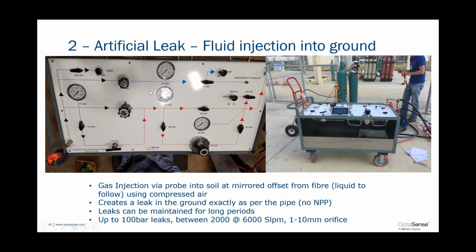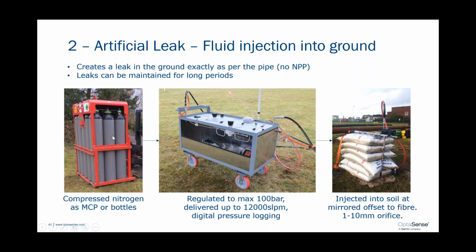In its first phase, we're doing gas injection via probe into the soil. It's very simple, where the client will produce the compressed nitrogen, which can come in a palleted bottle rack. We connect that up to our gas regulation system. It'll work up to 100 bar, delivering up to 12,000 standard liters per minute. So we're able to cope with some very big flow rates.